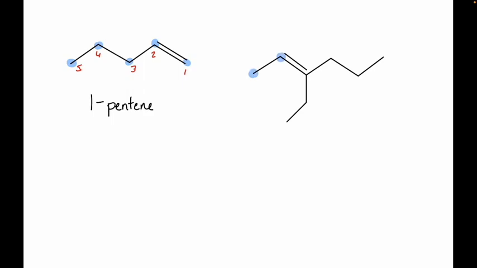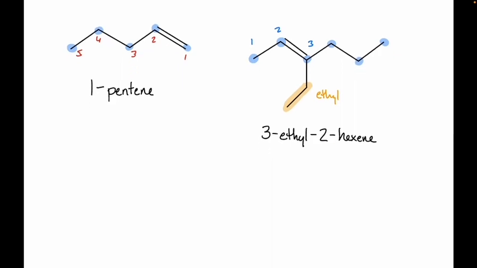Same deal. 1, 2, 3, 4, 5, 6. Now I have a substituent, an ethyl group, on there. If I number my parent chain, 1, 2, 3, I'm going to refer to my ethyl group, so this is 3-ethyl-2-hexene. That location of the double bond will always go right out front of that parent chain name. Let's look at 2 more examples here.